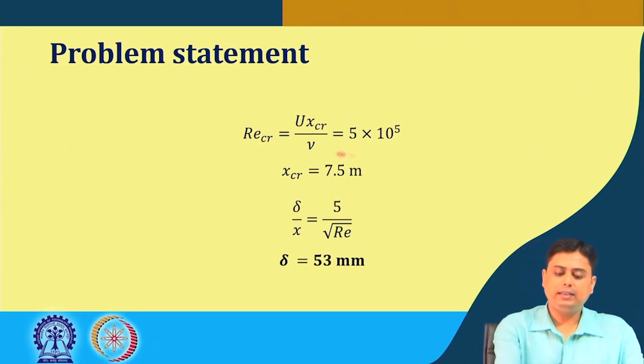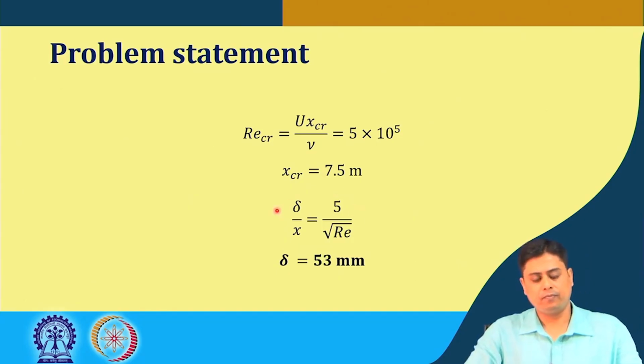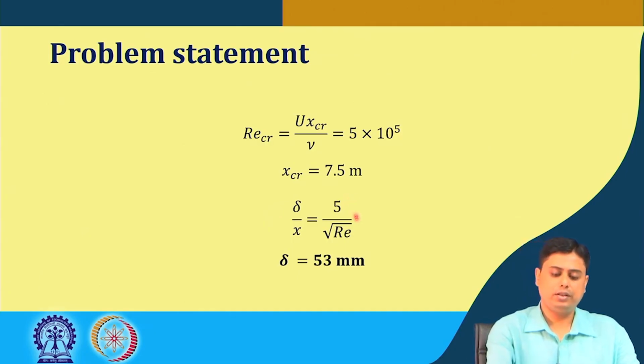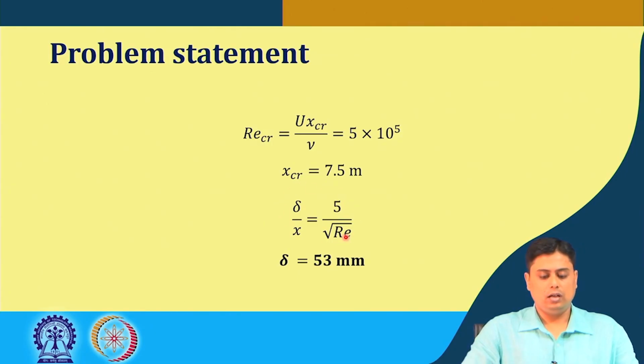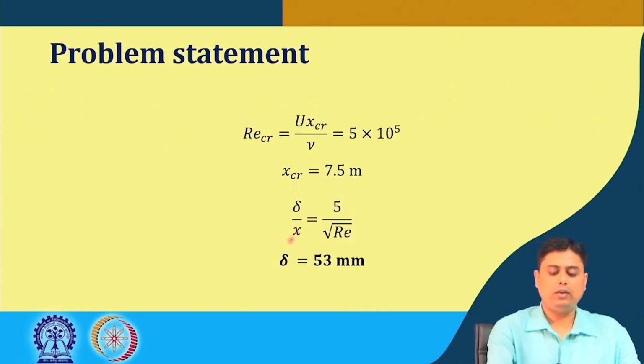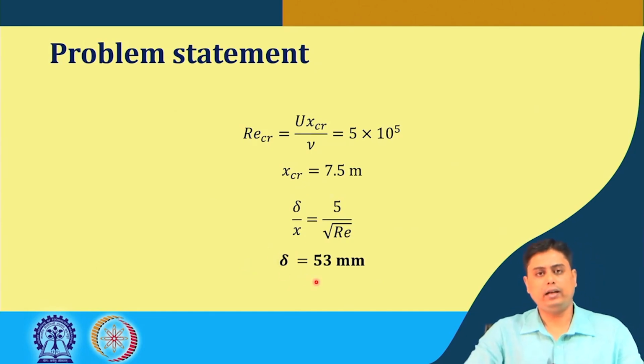And now at this length from the leading edge, we use this Blasius relation, that again this is the relation between the thickness of the boundary layer and the Reynolds number, at a certain distance from the leading edge, that is x, that is given by Blasius. So, here after replacing the value of x as x critical and Re as this critical Reynolds number, we can find out what is the value of delta, or the critical thickness of the boundary layer at that critical point.